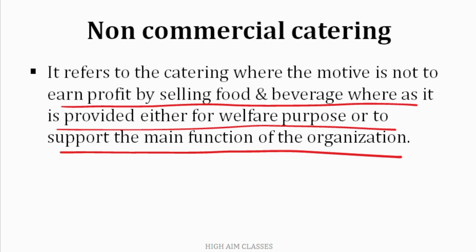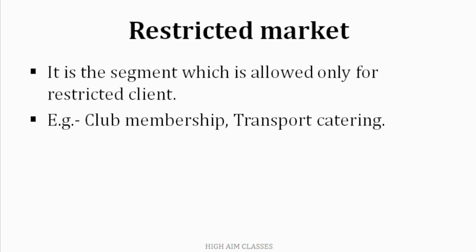Other examples of non-commercial catering are industrial catering, where we are providing food to the workers at a subsidy rate, or institutional catering, where we are providing food to the students of school, university, or colleges at a subsidy rate. So that is non-commercial catering. The motive here is not to make money. The motive is to provide food on a subsidy, so maybe at cost price, or sometimes free.